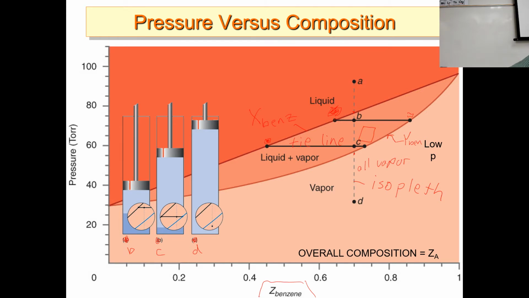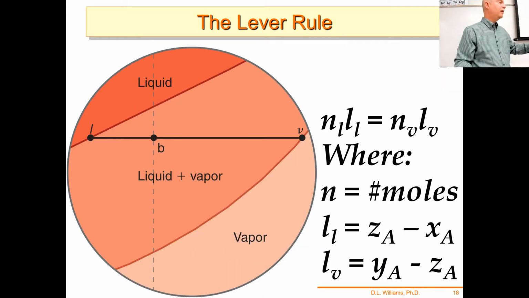Let me show you this next picture. See, we're zoomed in. This is the tie line, and this is the relationship. What I just said might have been inversed. So you have this distance here, which is LV, and this distance here is LL. And the number of moles of vapor times LV is equal to the number of moles of liquid times LL.